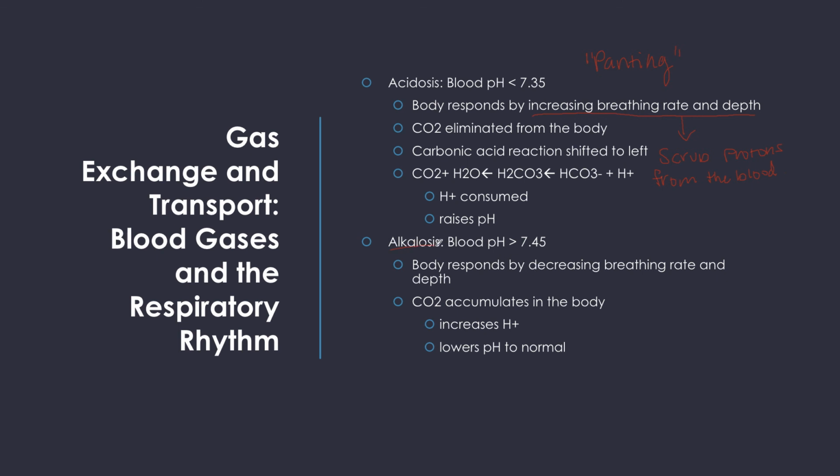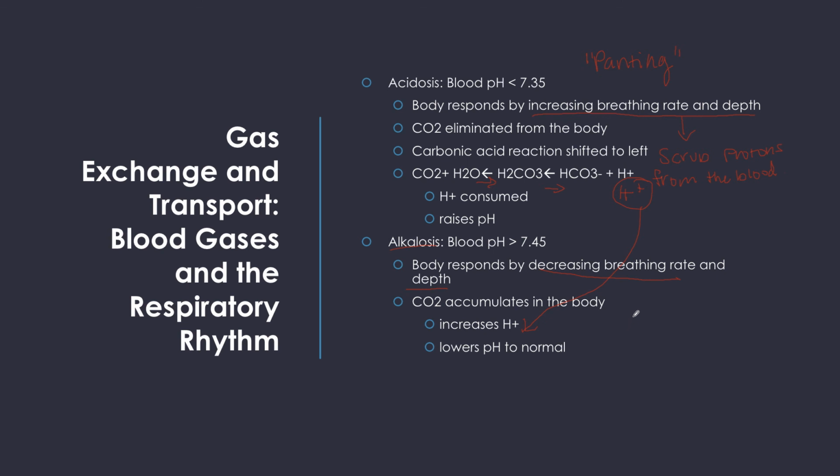Alkalosis is a blood pH that is greater than 7.45. So in this case, your body is going to do the opposite thing. So it's going to decrease your breath rate and depth, which allows CO2 to accumulate in the body, and that shifts this reaction the other way so that you get a buildup of protons in the blood. So it increases protons, and that pushes the pH back down to normal.